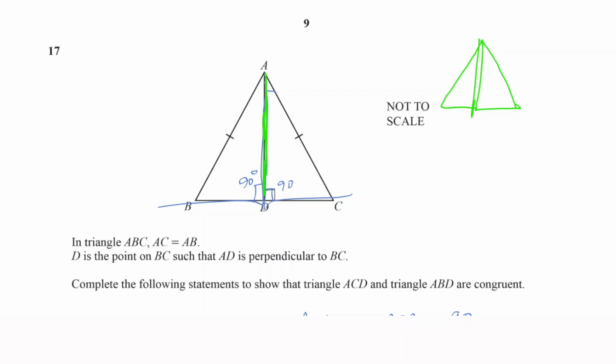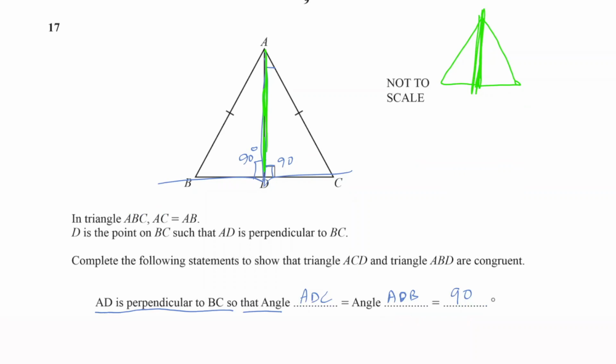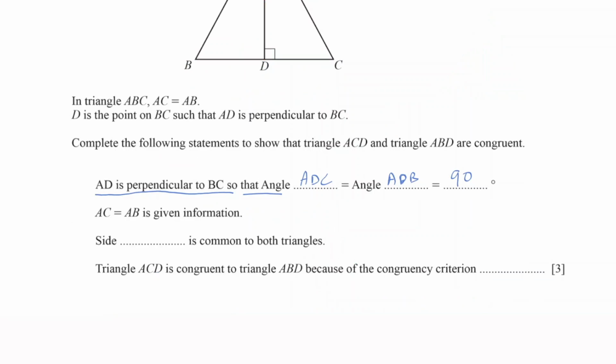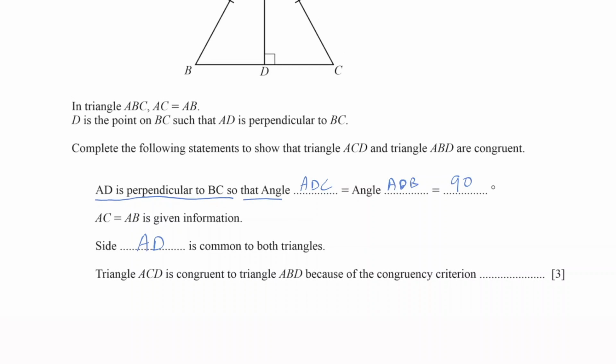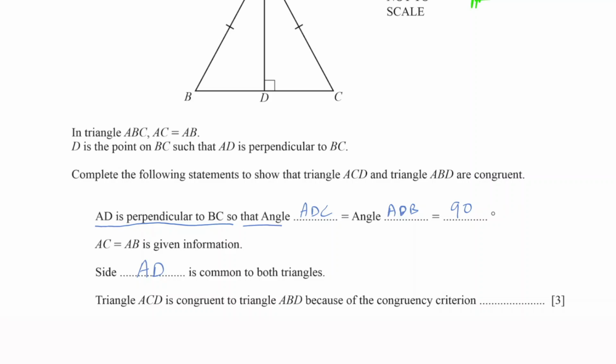So which side is common? AD. So we will be writing this side, that is AD. You can see AD is common in both the triangles. Triangle ACD is congruent to triangle ABD because of the congruency condition. Which congruency condition proves that this is congruent?